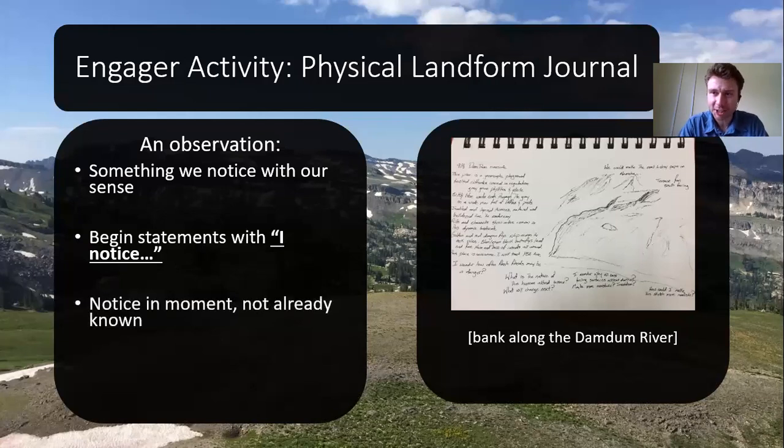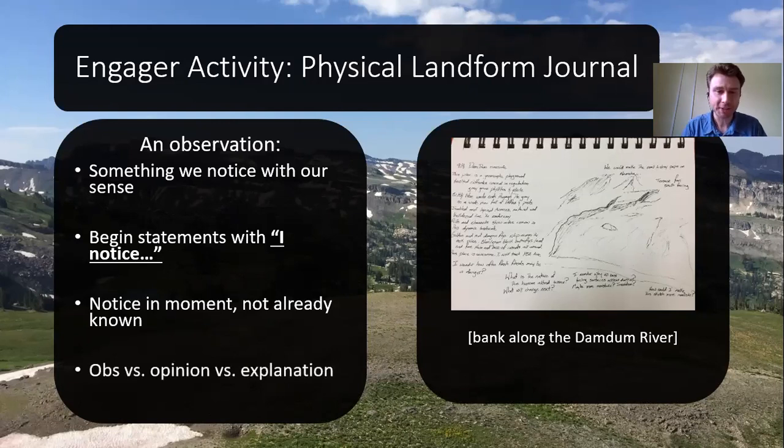So an observation, right, is something that you notice in the moment, not something that's already known. So if I'm observing a landform, I don't want to say, "I notice a hill slope," or "I notice a river." That doesn't help us out at all. What you want to say is, what do you notice about that hill slope? I notice this hill slope has a steep section and a shallow section. Or I notice this river is very straight or sinuous.